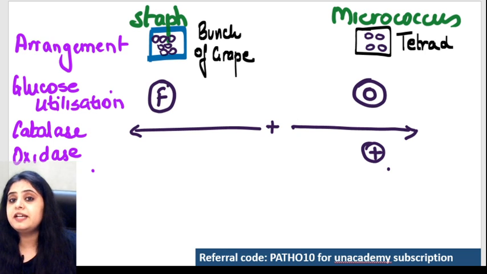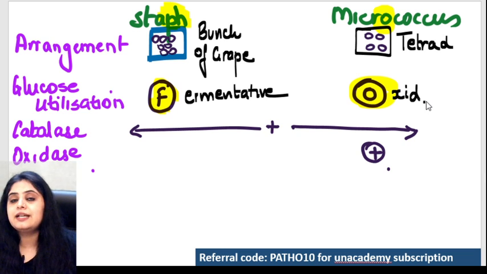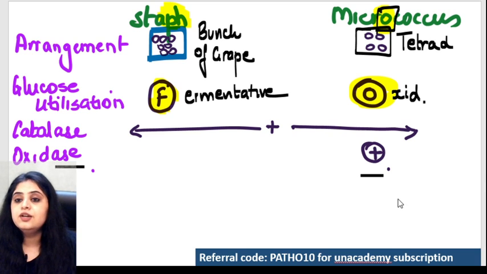So remember, Staphylococcus sounds like F, so it utilizes glucose in a fermentative pattern. Micrococcus has a lot of O's, so it utilizes glucose in an oxidative pattern. Remember, which of them has a fermentative response? Staphylococcus, fermentative reaction. Which of them has an oxidative reaction? That is Micrococcus. Catalase positive, both, so that doesn't differentiate. But oxidase positive, again, Micrococcus has all the things to do with O, right? So oxidase positive is Micrococcus.